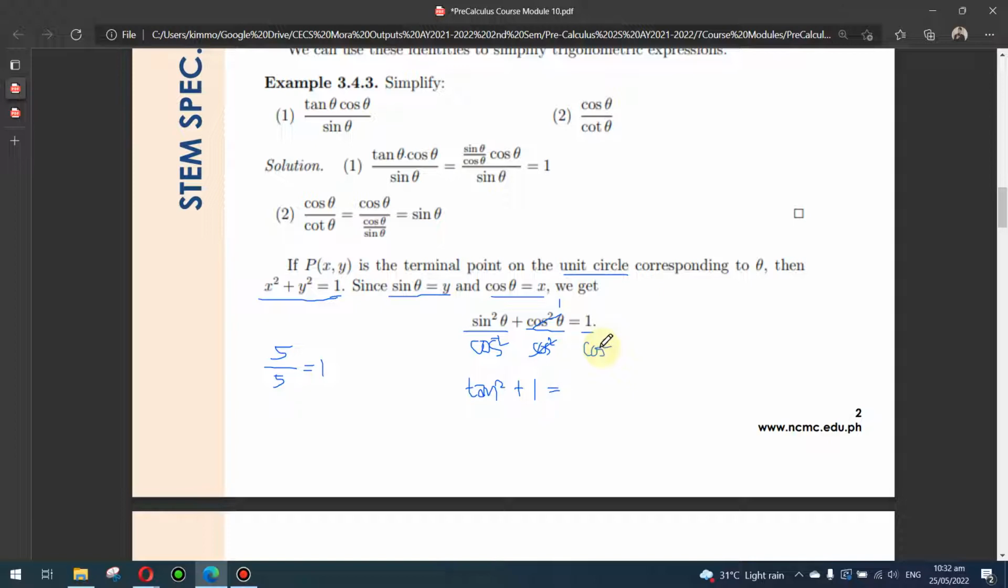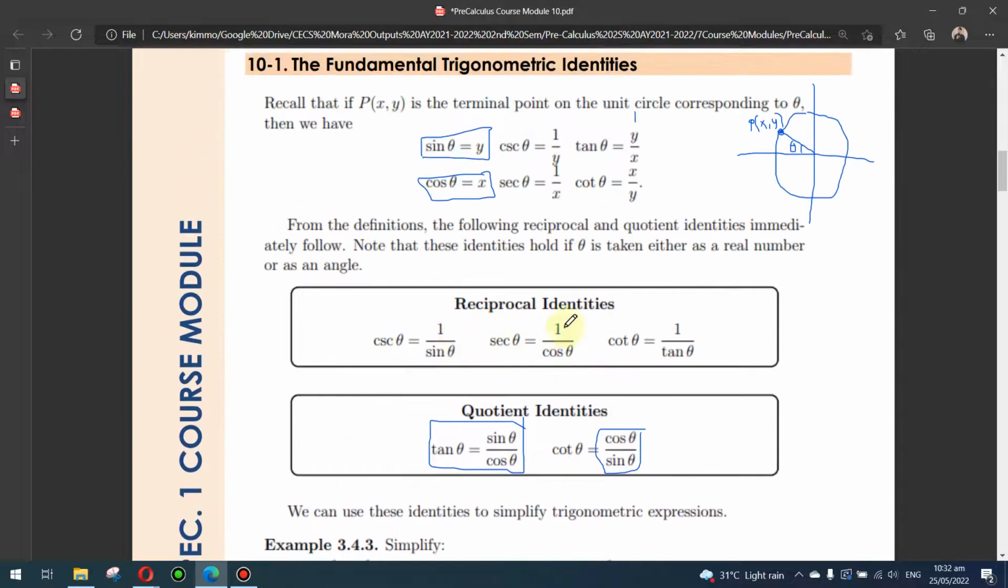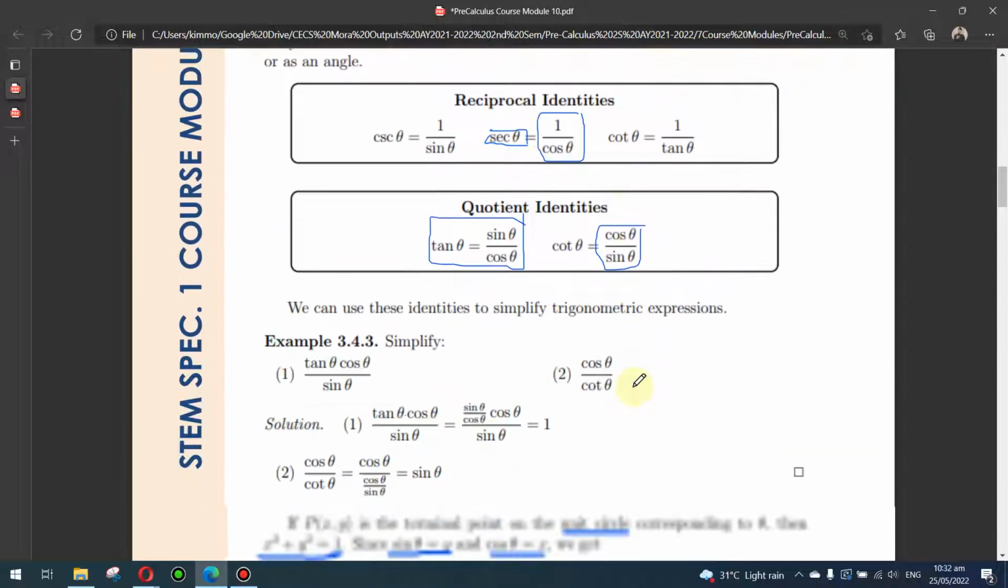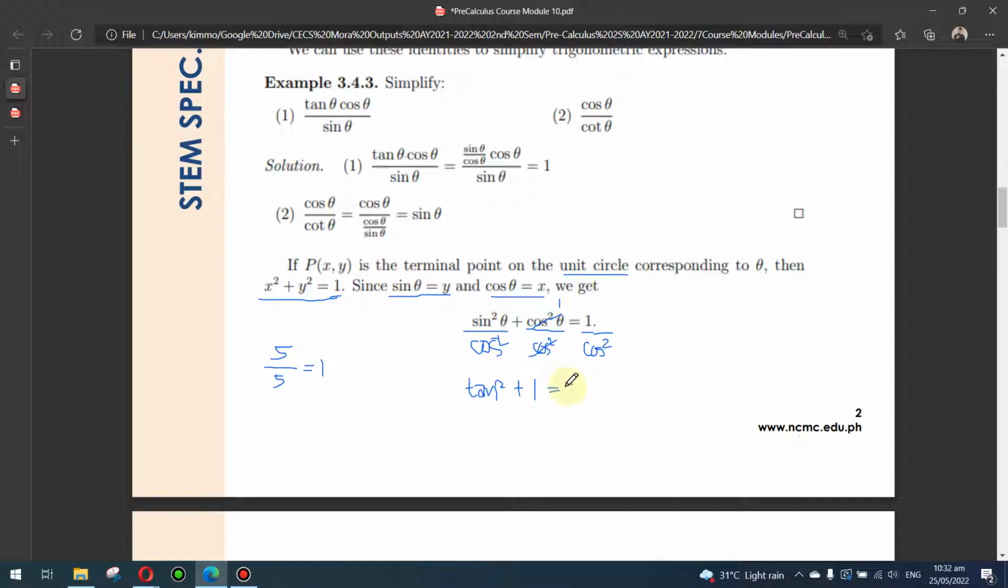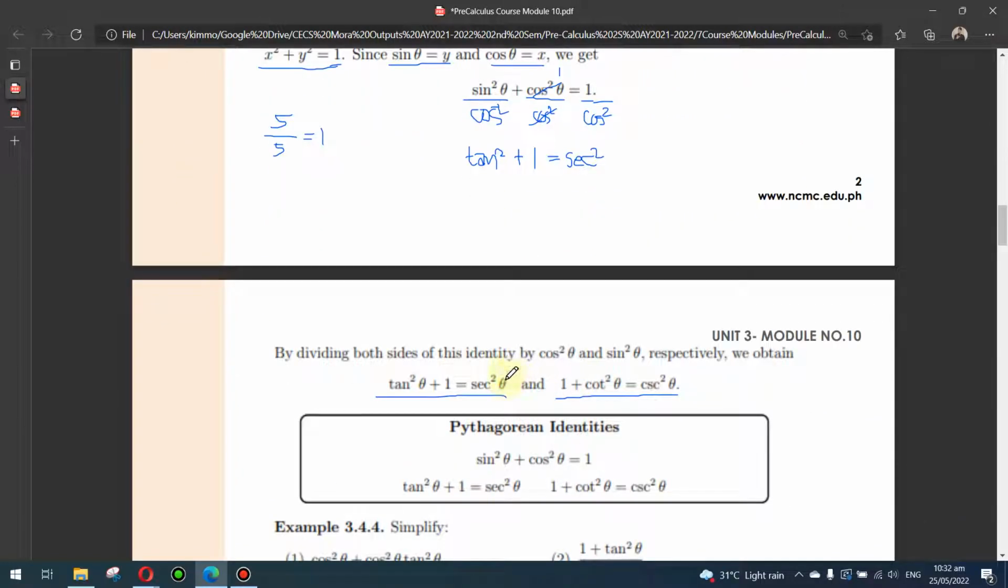So we are going to use the reciprocal identity. In this reciprocal identity, 1 over cosine is actually equal to secant. So this is equivalent to secant squared. So that's how we get our first equation. So we have tangent squared plus 1 is equal to secant squared.